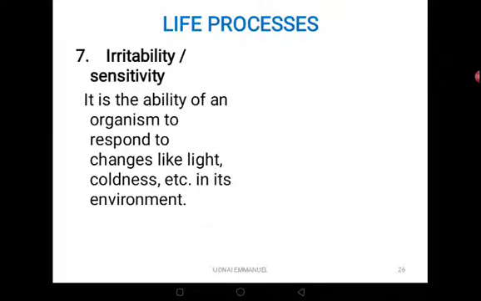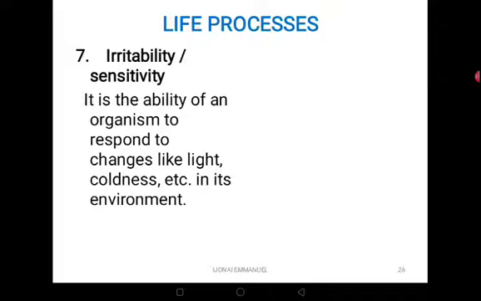The other life process is irritability or sensitivity. It's a process or the ability of an organism to respond to the changes in the environment. To respond, for example, to light, to respond to coldness, and so on. To respond to heat, and so on. That one is called irritability.